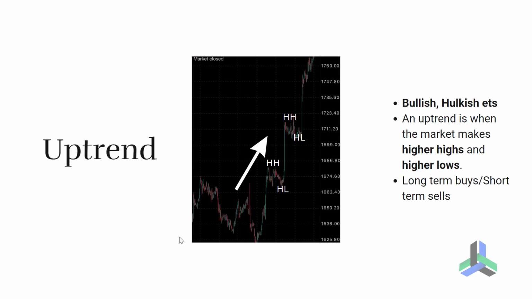The next thing we'll discuss is an uptrend. What's an uptrend? An uptrend is a situation where the market is going upwards. Okay, from the chart you can see the candles forming are going upwards.